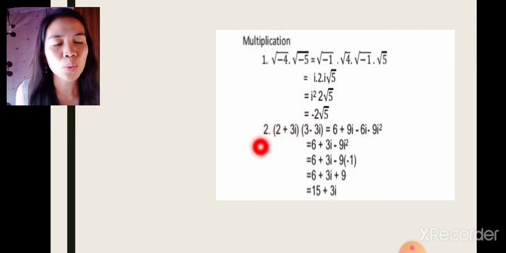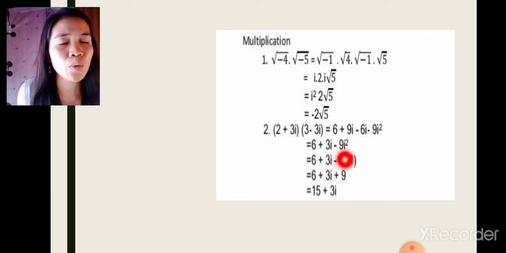Let's proceed to example number 2. We have (2 plus 3i) times (3 minus 3i). 2 times 3 is equal to 6. Then 3 times -3i equals -9i squared. Then 3i times 3 equals 9i. Then 2 times -3i is equal to -6i. Copy the 6. Then 9i minus 6i is equal to 3i, minus 9i squared. So 6 plus 3i minus 9i squared, and i squared is equal to -1. So -9 times -1 is equal to +9. So 6 plus 3i plus 9 is equal to 6 plus 9 equals 15 plus 3i.